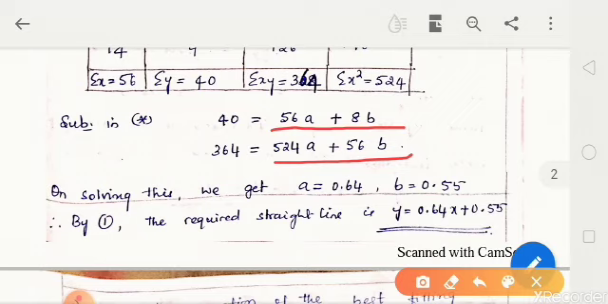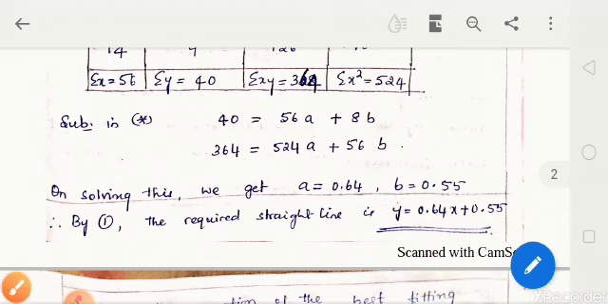You set equation mode. Two unknowns we have. So for two unknowns, you substitute the values for a1, b1, c1, a2, b2 and c2. Then your calculator will give value of a as 0.64 and value of b as 0.55.